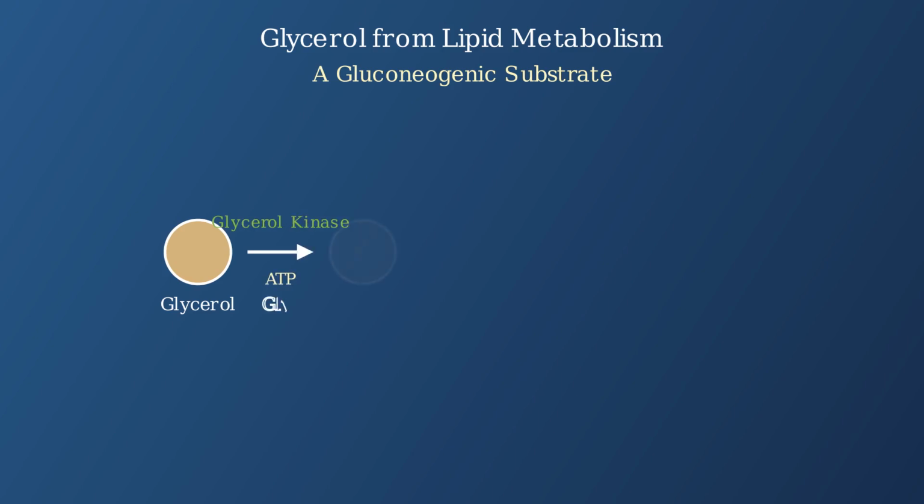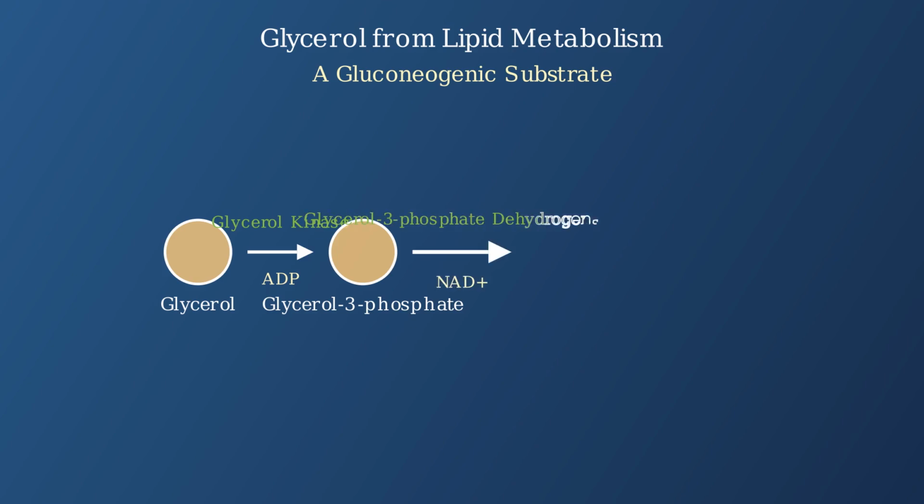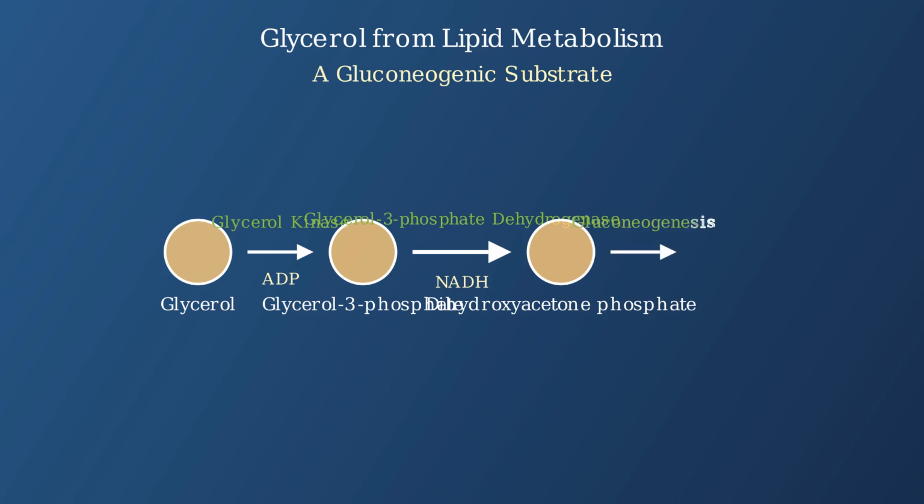First, glycerol is phosphorylated by the enzyme glycerol kinase to form glycerol 3-phosphate. This reaction requires ATP. Next, glycerol 3-phosphate is oxidized by glycerol 3-phosphate dehydrogenase to form dihydroxyacetone phosphate, or DHAP. DHAP is a direct intermediate in the gluconeogenesis pathway, connecting to the later steps that lead to glucose production.